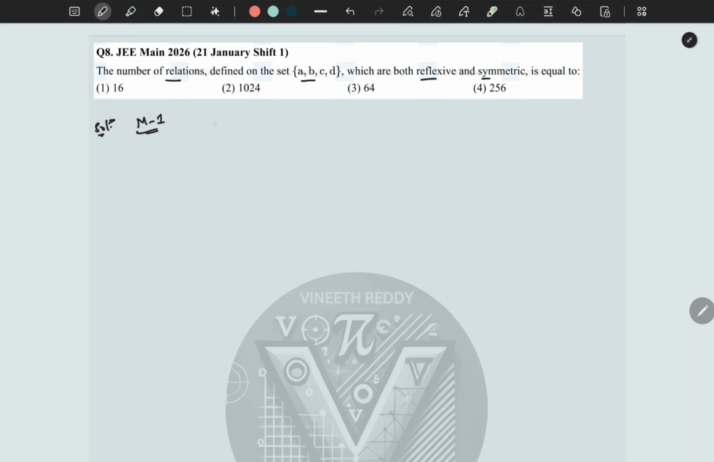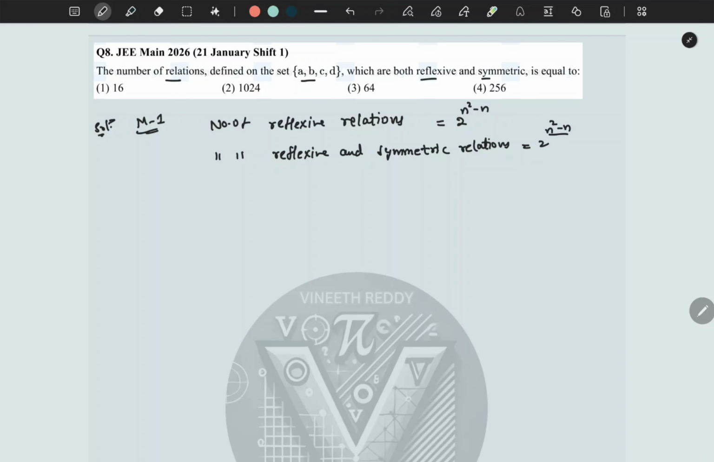Method 1 is through formula. Number of reflexive relations, if you remember, are 2 to the power n square minus n, where n is the number of elements in the set, and the number of reflexive and symmetric relations are 2 raised to the power (n square minus n) divided by 2.